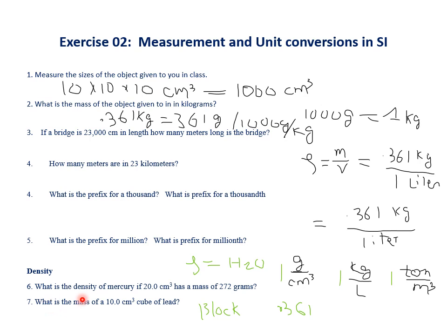So densities are mass per unit volume. What is the density of mercury, given a volume of 20 cubic centimeters and a mass of 272 grams? So 272 divided by 20 and you get something like 13.6. And what is the mass of a 10 centimeter cube? You just have to find the density online or in the back of your textbook, and then find the mass of this cube.